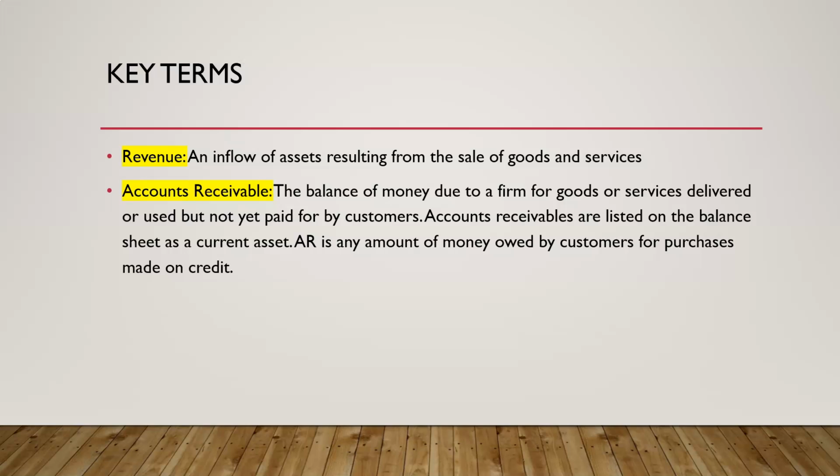The second term that we need to know for this problem is accounts receivable. It is the balance of money due to a firm for goods or services delivered or used but not yet paid for by the customers. Accounts receivable are listed on the balance sheet as a current asset. Accounts receivable is any amount of money owed by customers for purchases made on credit. So when you are selling something to someone, and you are not receiving the cash immediately, or selling on credit, so that payment is due to you by the customer, that's accounts receivable for you from that customer.